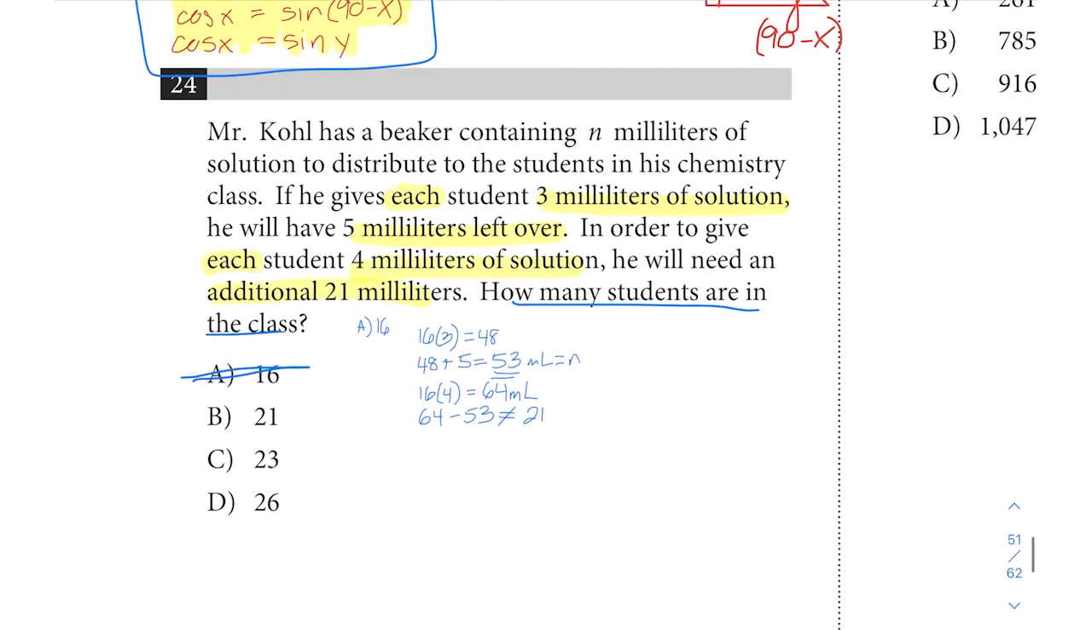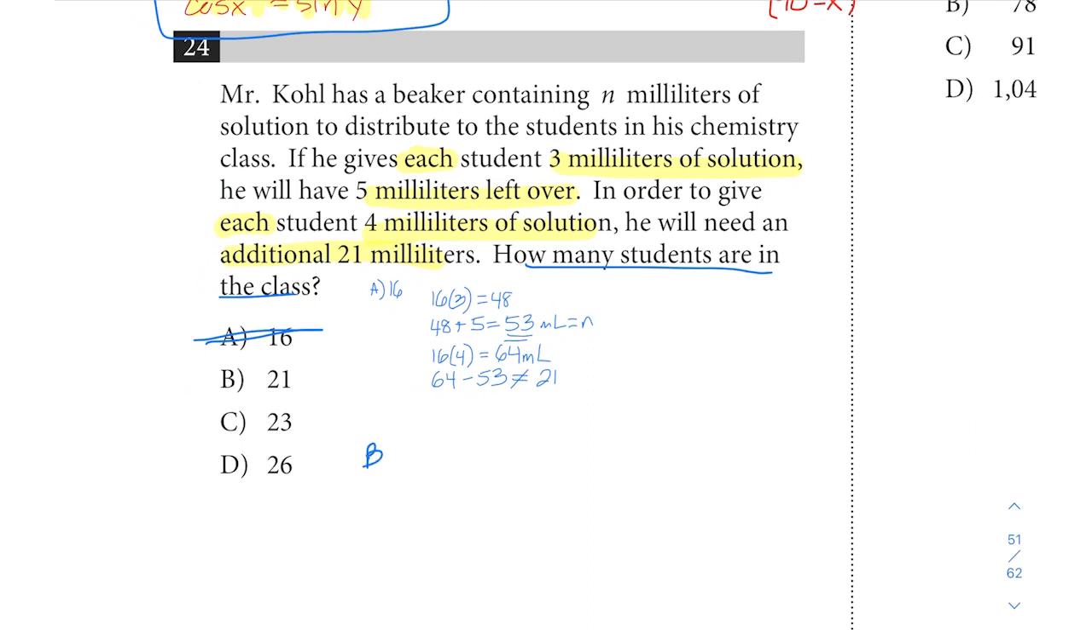Let's minimize this, and then we're going to take a look at our other answer choices. We'll go one by one here. Let's try answer choice B. Let's say you had 21 students in the class.